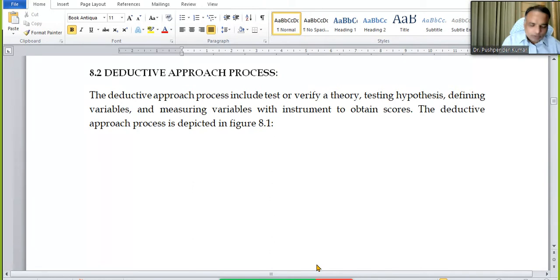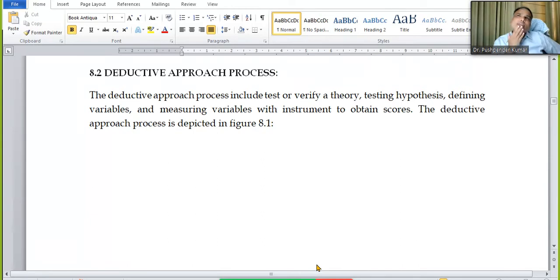Very simple. Whenever you see any research where you have hypotheses, where you have research questions, where you are analyzing the data, the main thing here would be hypothesis testing. So whenever you read any paper, article, dissertation, or thesis, and the researcher is talking about testing the hypothesis or proposition, then it is a deductive approach. What do you mean by deductive approach? Before testing a hypothesis, it is verifying a theory.